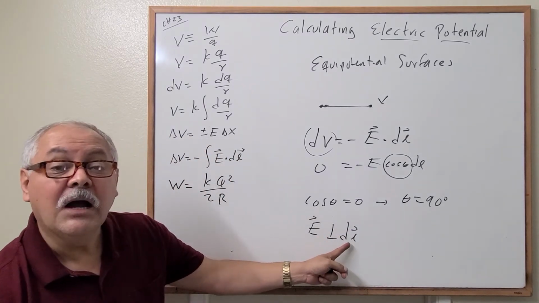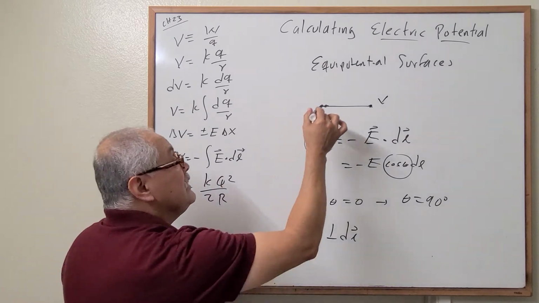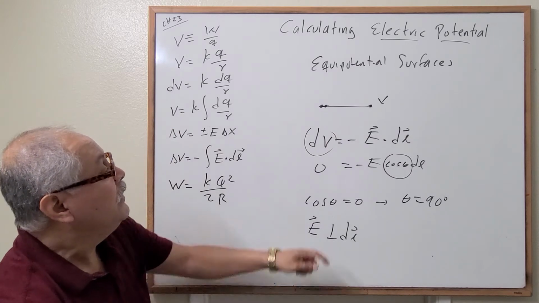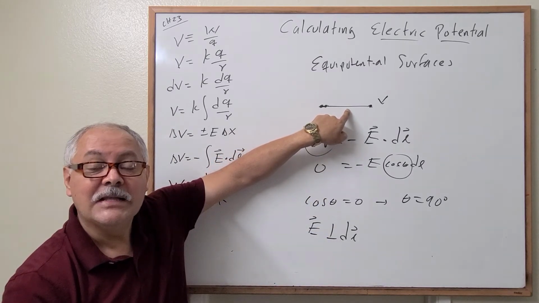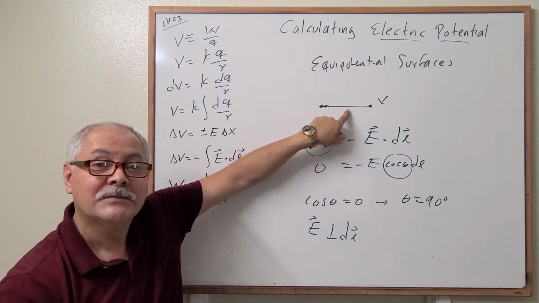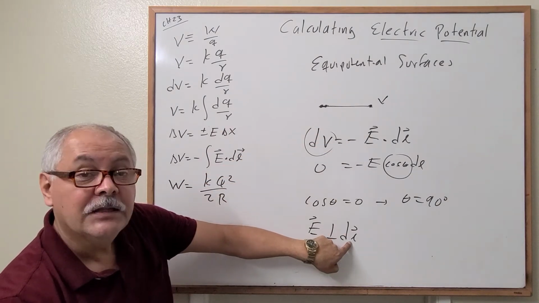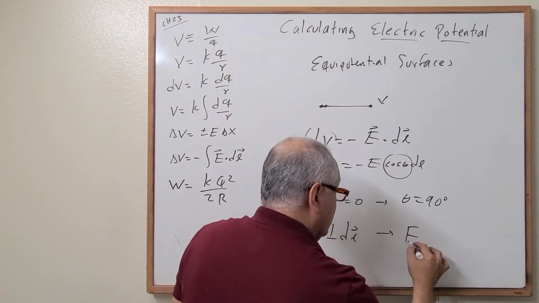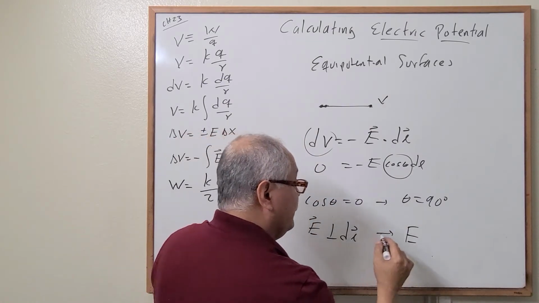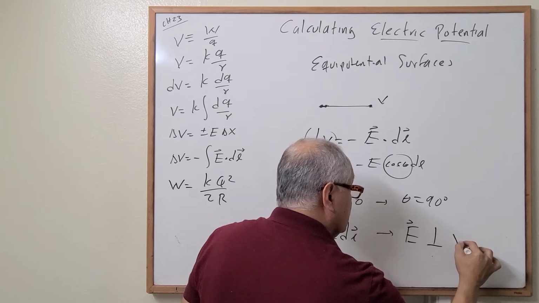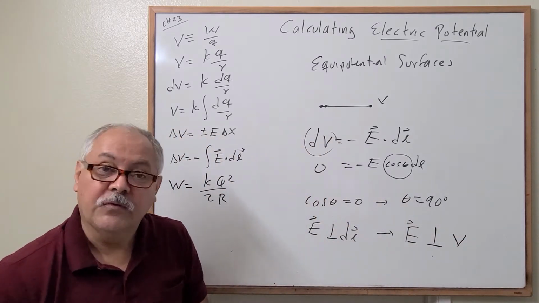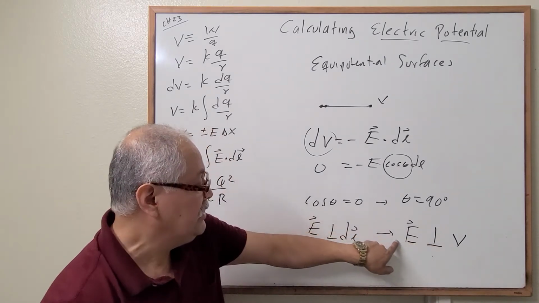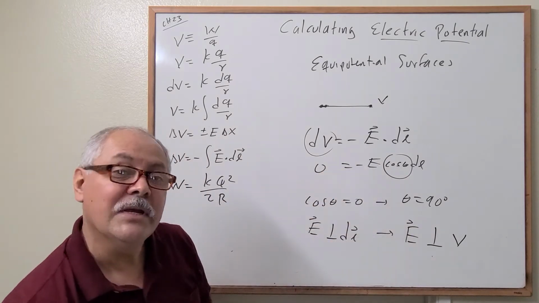But this element of length belongs to the surface that is at the same potential, right? So we can use this element, or we can use V, to get the same condition. So it means also that the electric field must be perpendicular to the equipotential surface, or to V, the electric potential, right? These two must be perpendicular to get this condition.